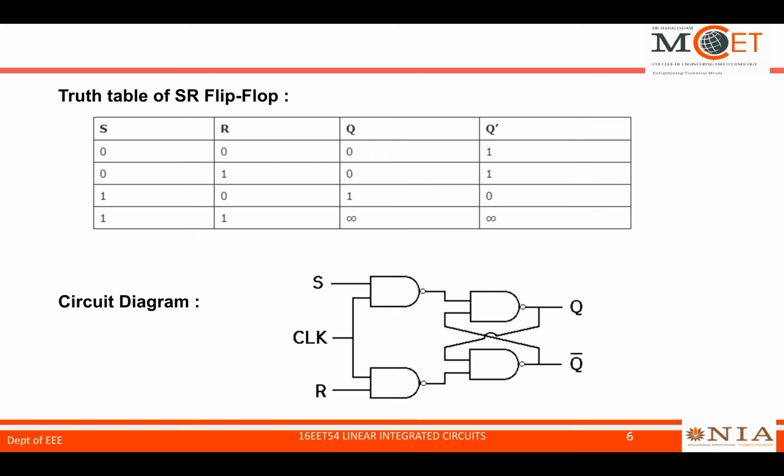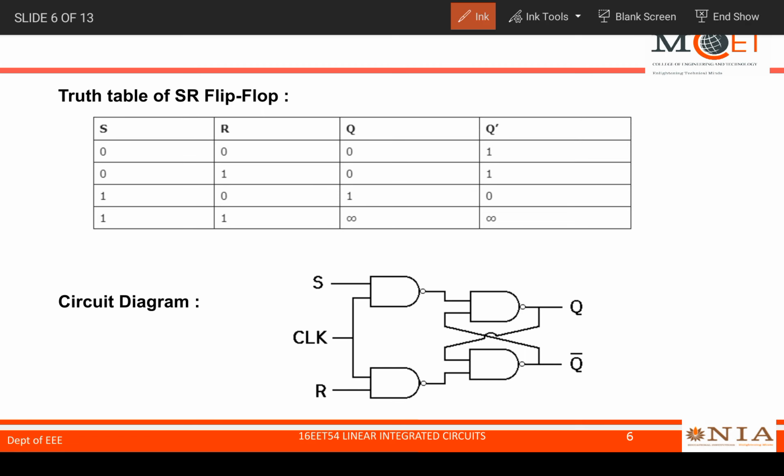So what is SR flip-flop? It is a flip-flop with two inputs, S and R. S stands for set and R stands for reset. This SR flip-flop is constructed with 4 NAND gates or 4 NOR gates. Here I have displayed the circuit diagram of SR flip-flop, where 4 NAND gates are used, and Q and Q complement are the outputs.